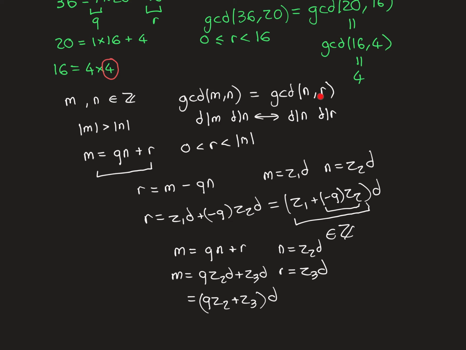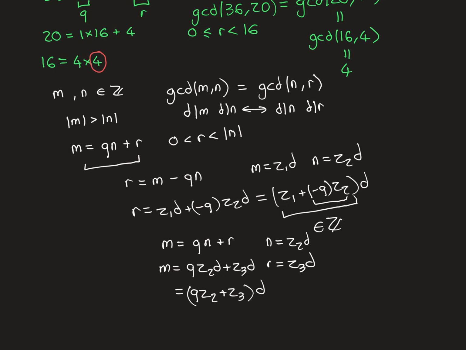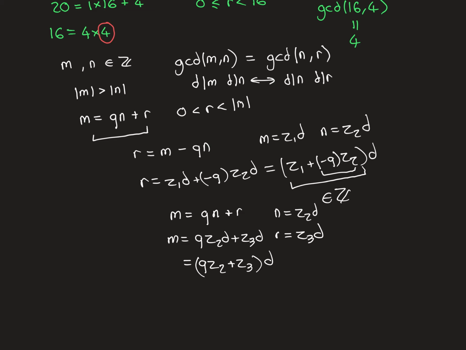So I hope what I have just convinced you of there is that any common divisor of m and n is also going to be a common divisor of n and r, and any common divisor of n and r is also going to be a common divisor of m and n. So they're equivalent lists. If you list out the common divisors of these two and the common divisors of these two, you'll get the same list. And therefore the one that is the biggest in that list is going to be the same. Therefore you can conclude that the GCD of m and n is the same as the GCD of n and r. So let's go back to our algorithm.